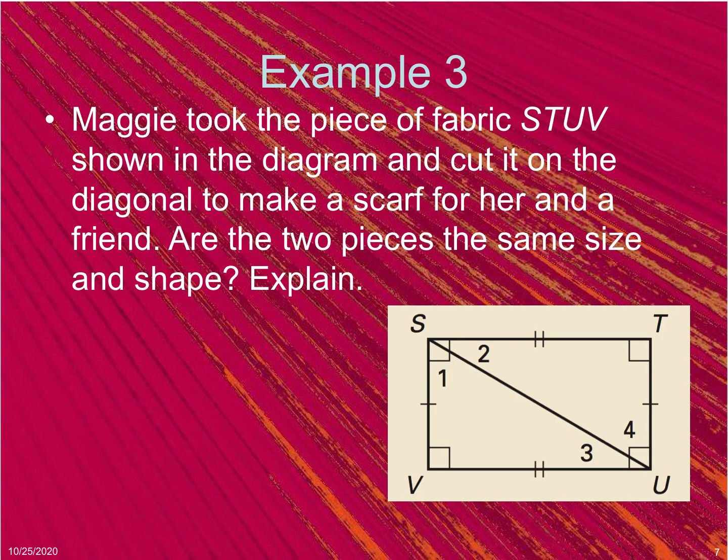Example 3. Maggie took the piece of fabric STUV shown in the diagram and cut it along the diagonal to make a scarf for her and her friend. Are the two pieces the same shape and size? Yes, they are, because we have congruent sides right here, the ones highlighted in blue and red. We also have a common angle right here. And since those angles are cut, if you guys notice, angle 3 and angle 2 are the same, as well as angle 1 and angle 4. So yes, it is congruent and the two pieces are the same.